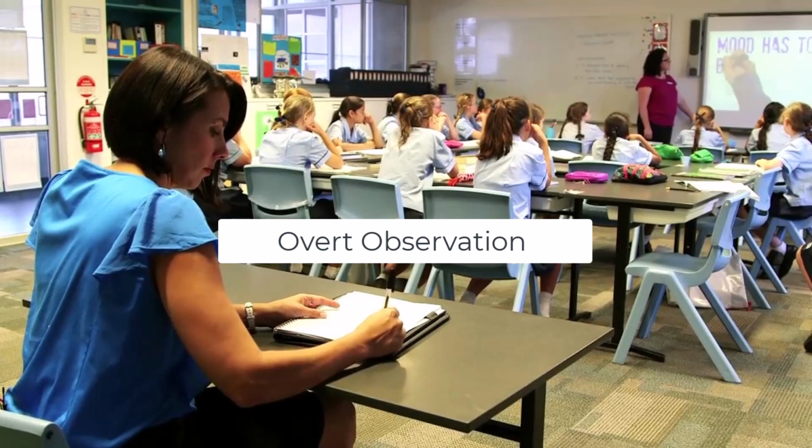The overt type involves watching and recording behaviors, with no attempt to conceal our research objectives. In other words, participants know they're being studied.